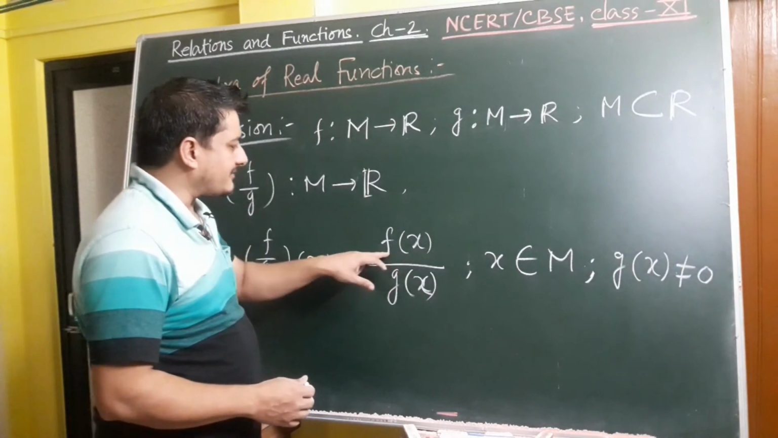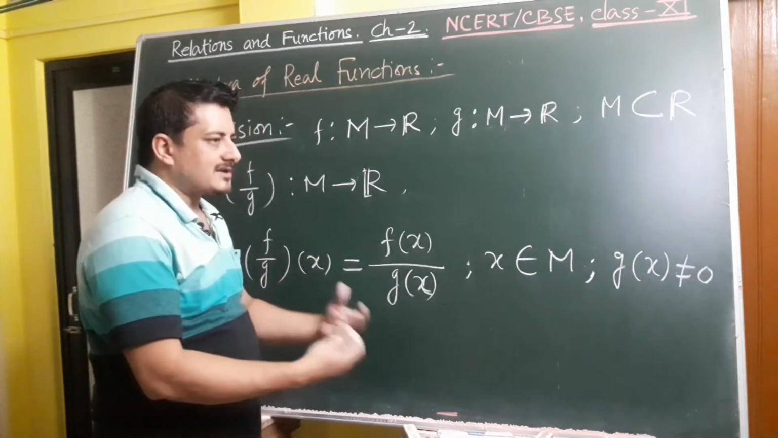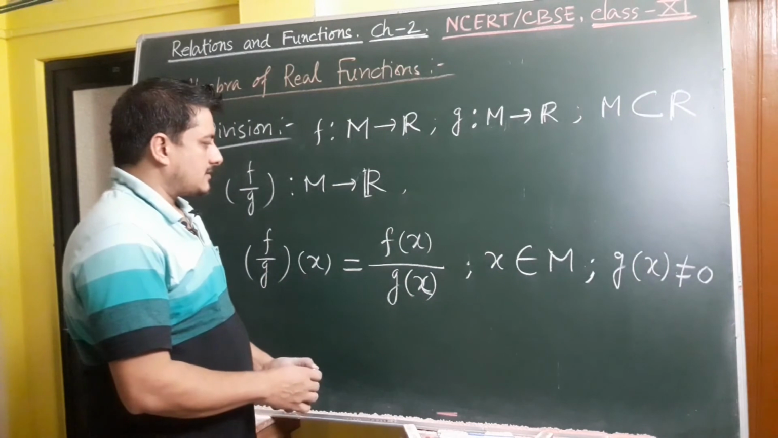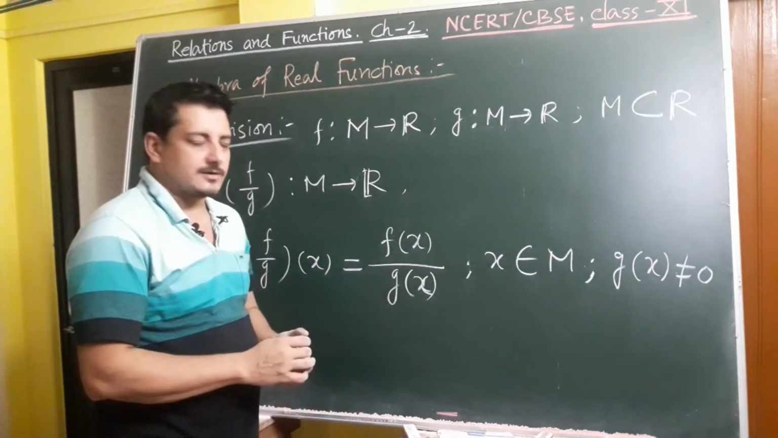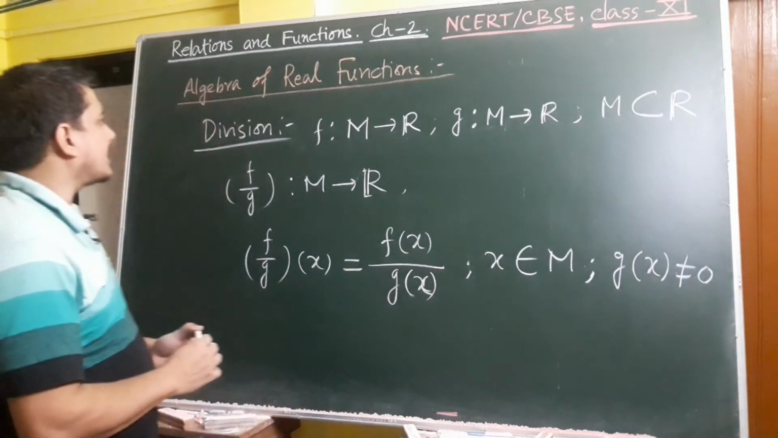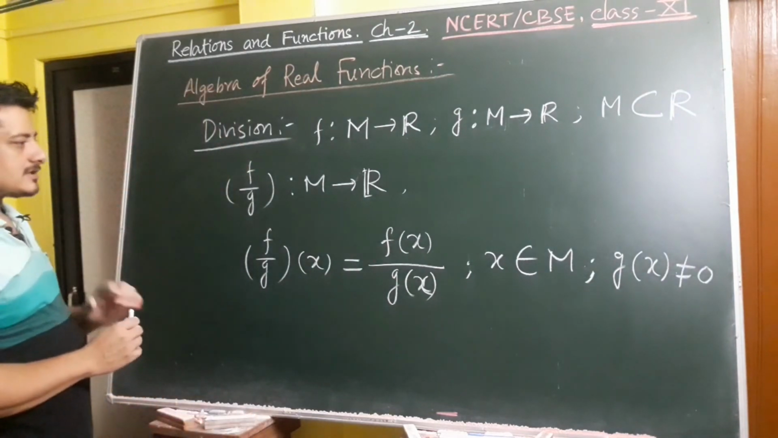f is nothing but a function of x, g is another function of x. Or you can write it as f1, f2, that is also fine. This is just the way you write it. So this is nothing but division of two real functions.